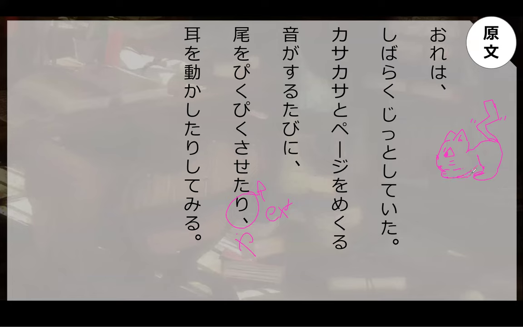ukashitari, ukashita, the moving of the ear. So he's doing something to the ear. He moves it and he shite miru. He's trying to move it. He takes an attempt. He tries to do things such as twitching his ears and twitching his tail. But it literally is just moving his ears. So he tries to move his ears and also tries to twitch his tail around.